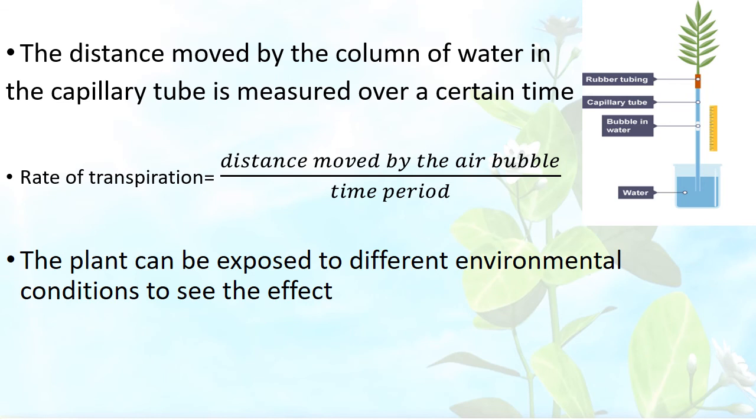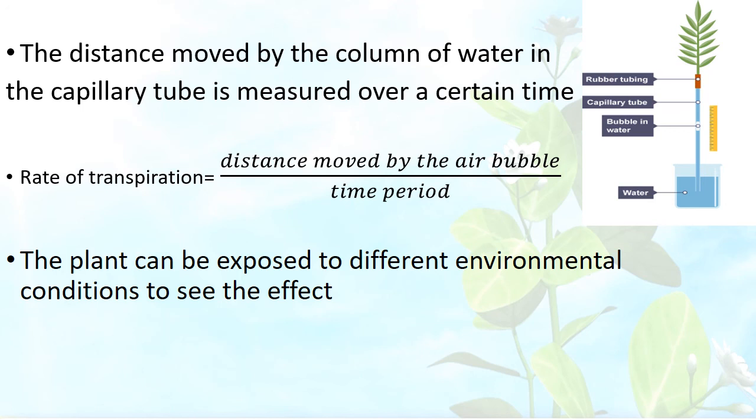The plant can be exposed to different environmental conditions to see the effect. Now we learned that there are certain factors that affect the rate of transpiration. If you want to check the rate of transpiration in different conditions, we can use this apparatus. For example, we can see what happens to the rate of transpiration during the windy condition. To do that, we can expose this apparatus to a fan.